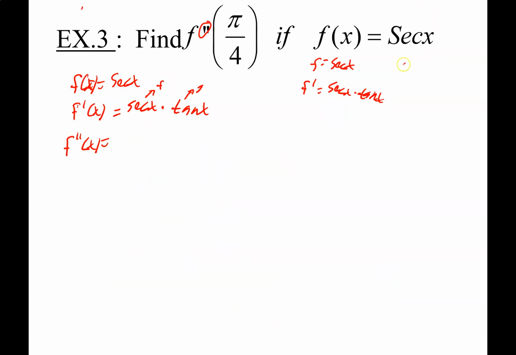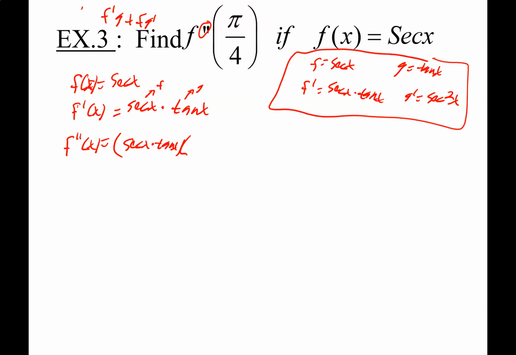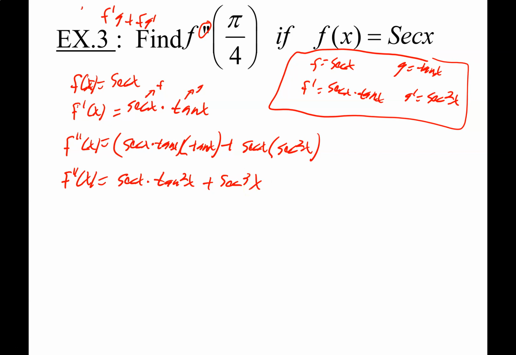Our g is the tangent, which makes its derivative secant squared. So f double prime is going to be secant x tangent x times g. Remember, it's f prime g plus f g prime, and I'm just plugging in this information here. So our g was tan x plus f, which is secant x, times g prime, which is secant squared. So f double prime of x is really secant x times tangent squared x plus secant cubed. Now, if all I asked you for is the second derivative, we'd be done.